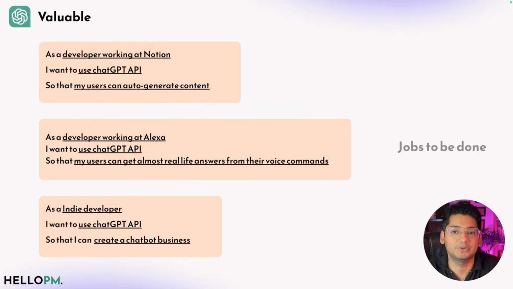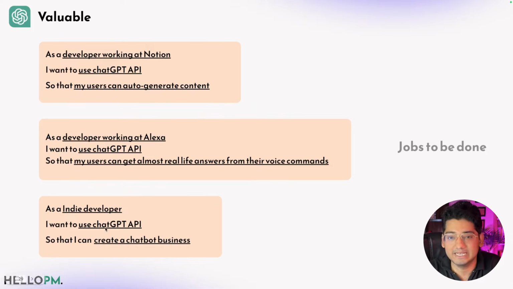Only then are you going to make sure that the product is useful or valuable for this audience. Then, as a developer working at Alexa, I want to use the ChatGPT API so that my users can get real life answers from their voice commands. This is what an Alexa developer would have in mind when looking to integrate ChatGPT into their own interface.